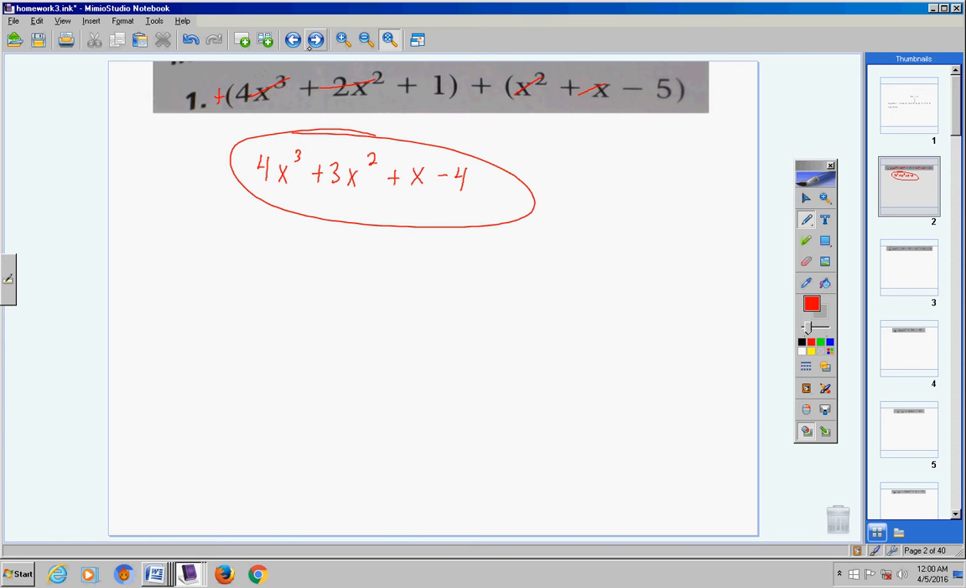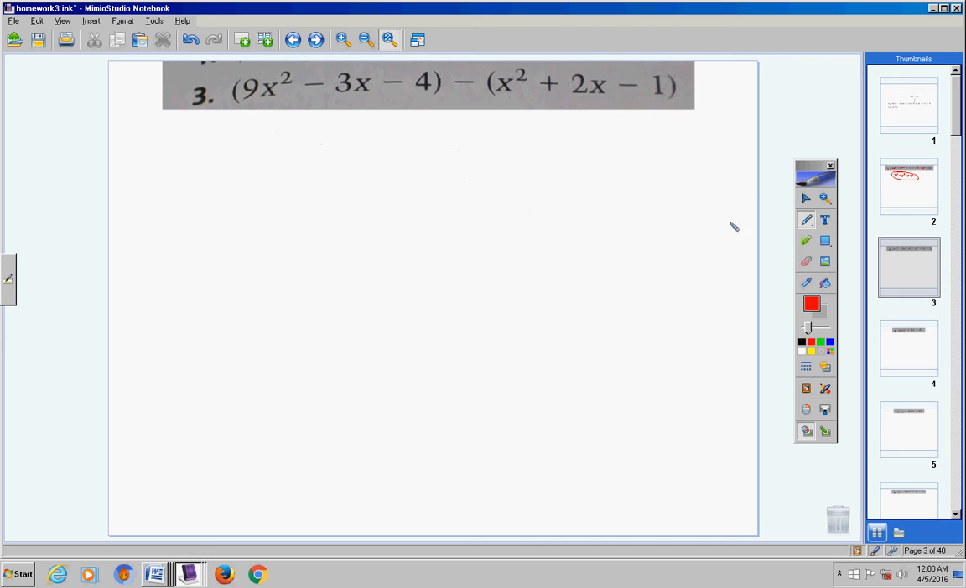Alright, moving on to number 3. We're still combining two polynomials. I have a positive sign in front of this parenthesis, so nothing will change on the inside. However, if you look at the second parenthesis, it has a negative sign out front. So all of these signs on the inside will change. So your x squared becomes negative. Your 2x becomes negative. And your negative 1 becomes a positive 1.